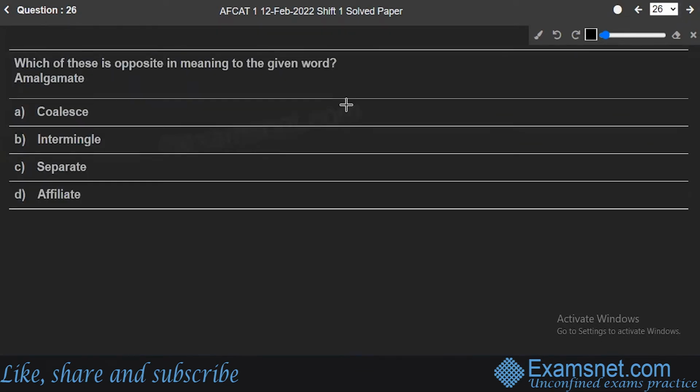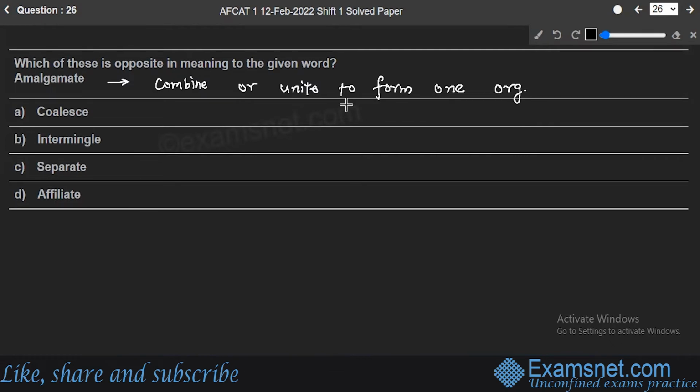Which of this is opposite in meaning to the given word? Amalgamate. And over here, you are having the options coalesce, intermingle, separate, affiliate. Let's go with the meaning of all these words one by one so that we can choose out the correct one. The very first word, amalgamate, means to combine or unite to form one organization or a structure, right?